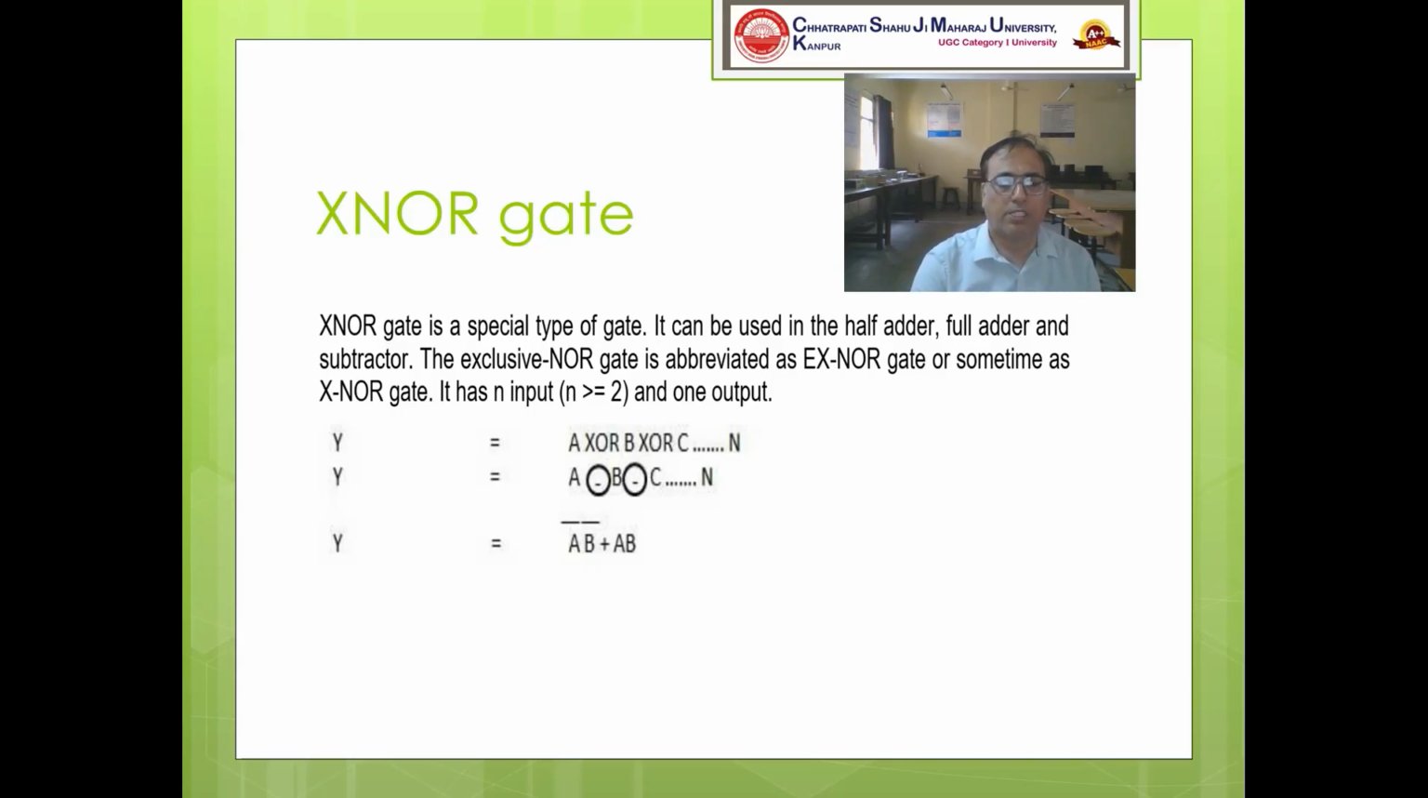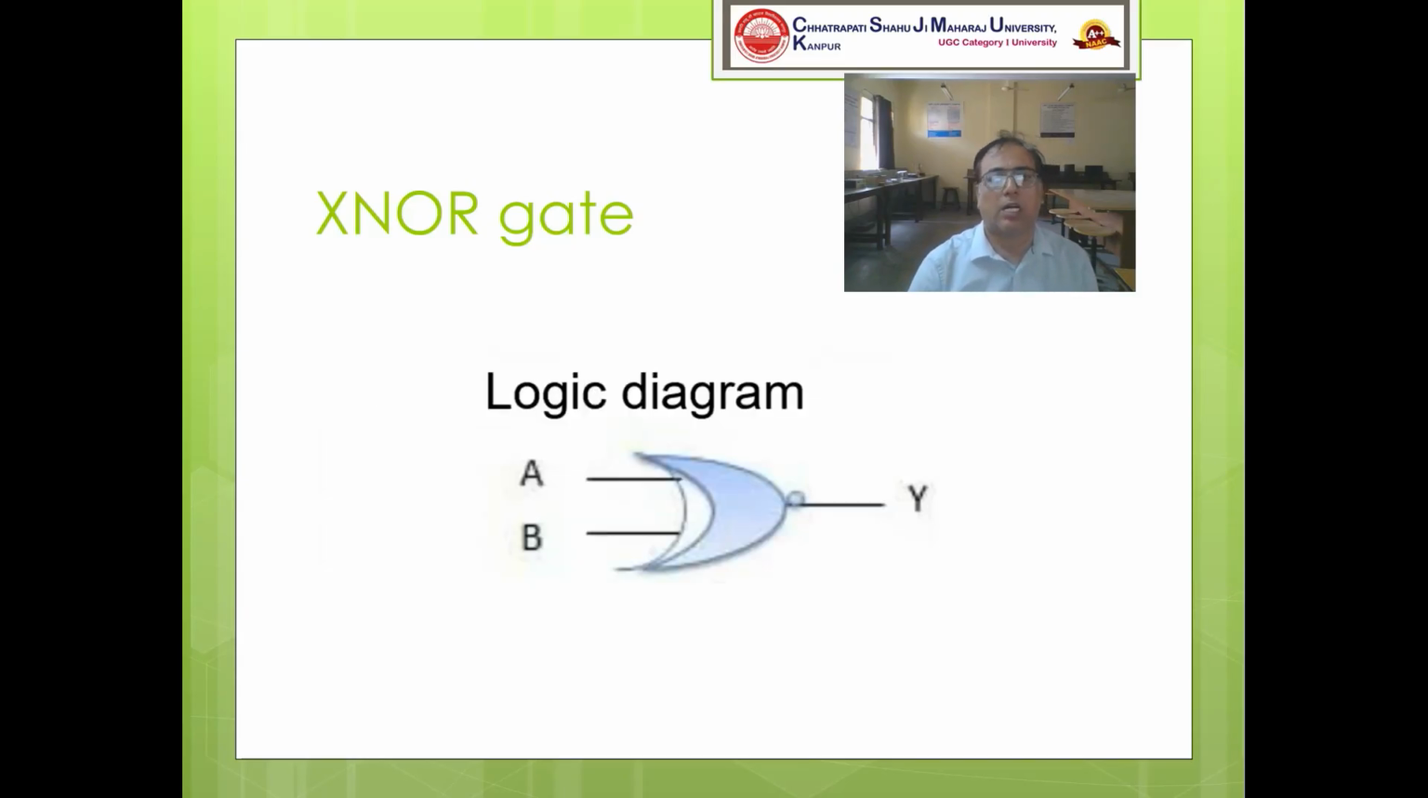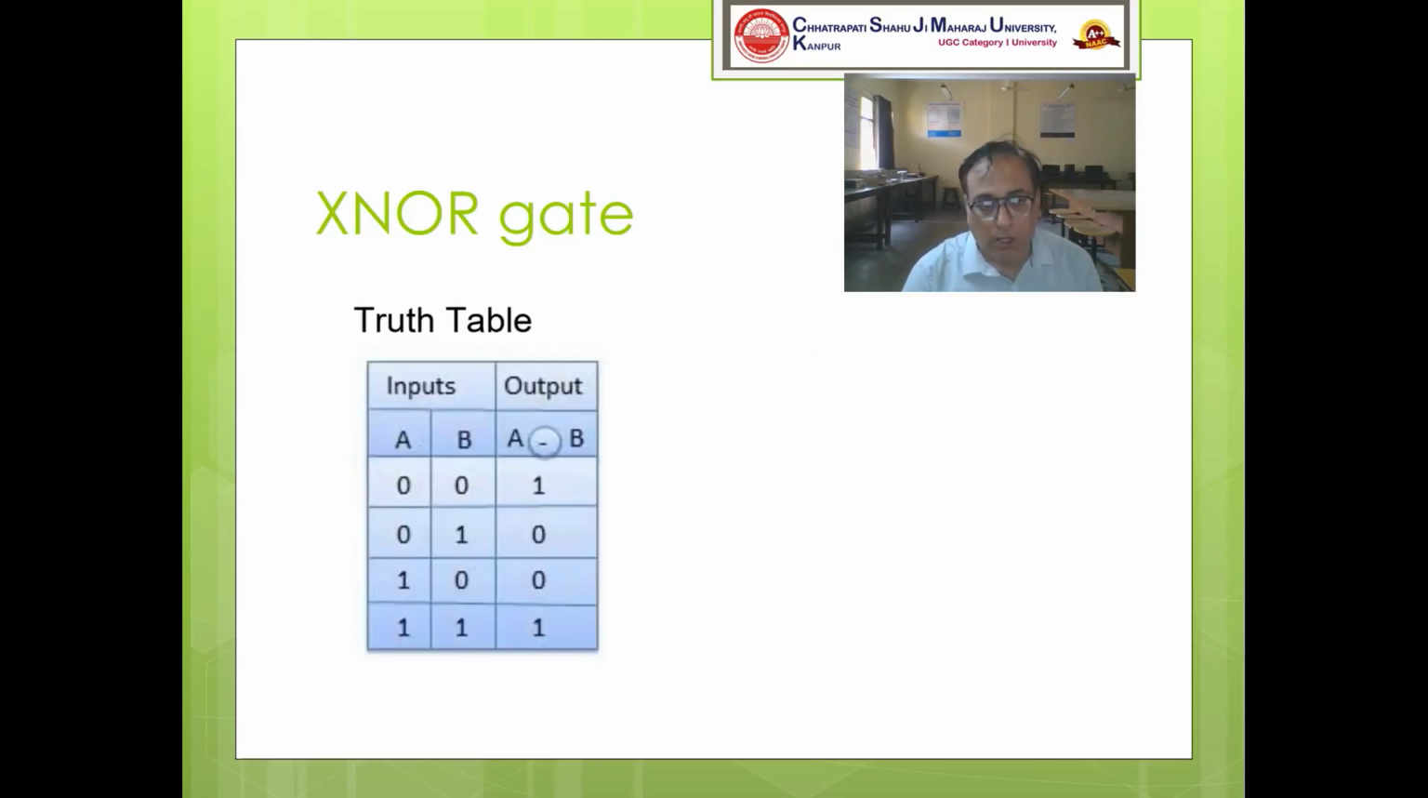According to this expression, we can now give the XNOR gate symbol. The XNOR gate symbol is similar to XOR but with a bubble sign at the output. Now the truth table of the XNOR gate is just the opposite of the XOR gate.